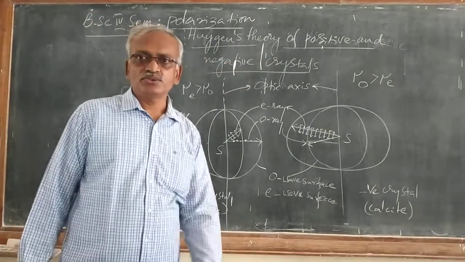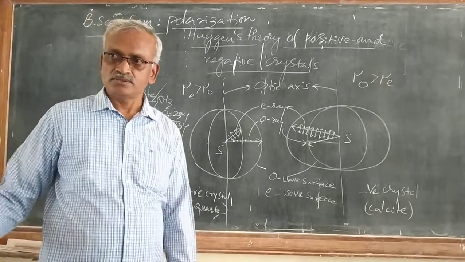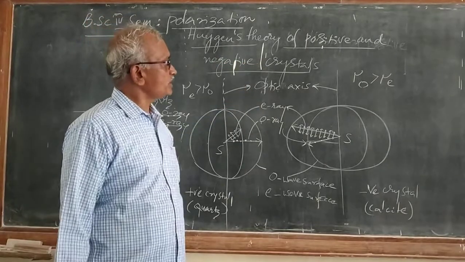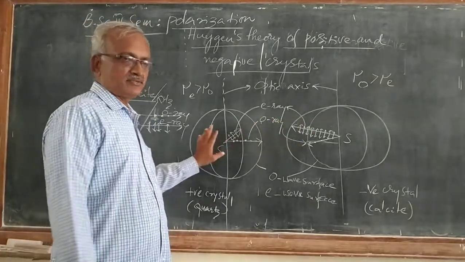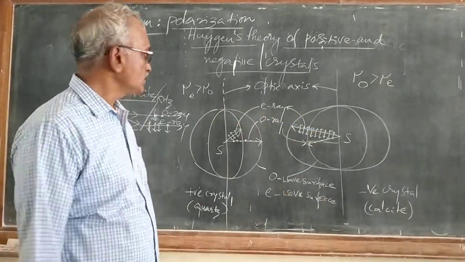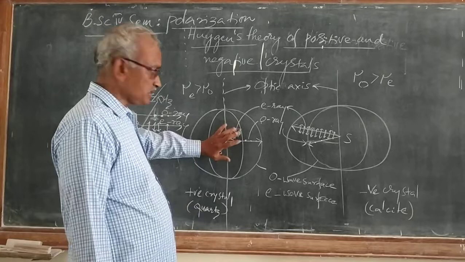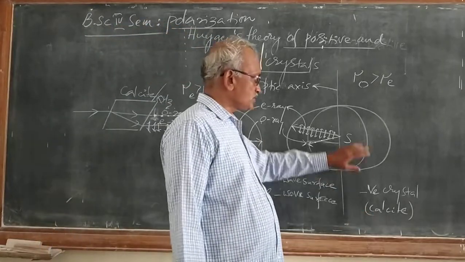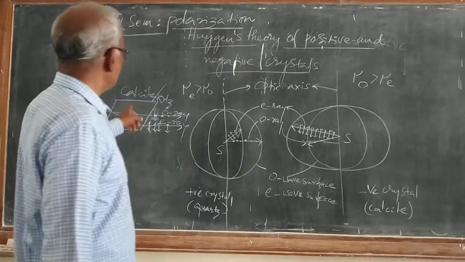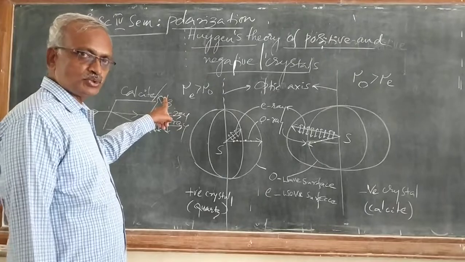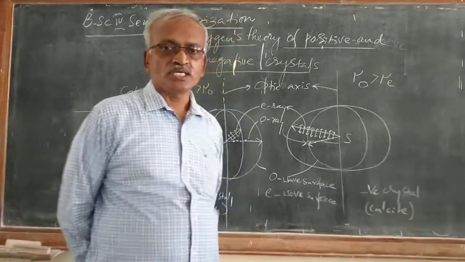He is trying to explain what is meant by positive and negative crystals. Here I have drawn two figures; these are very important figures. In the first figure, this is the quartz. You have to take the quartz crystal. This is the negative crystal. Here I have written calcite and quartz. These are the two crystals which can produce plane polarized light, ordinary and extraordinary.